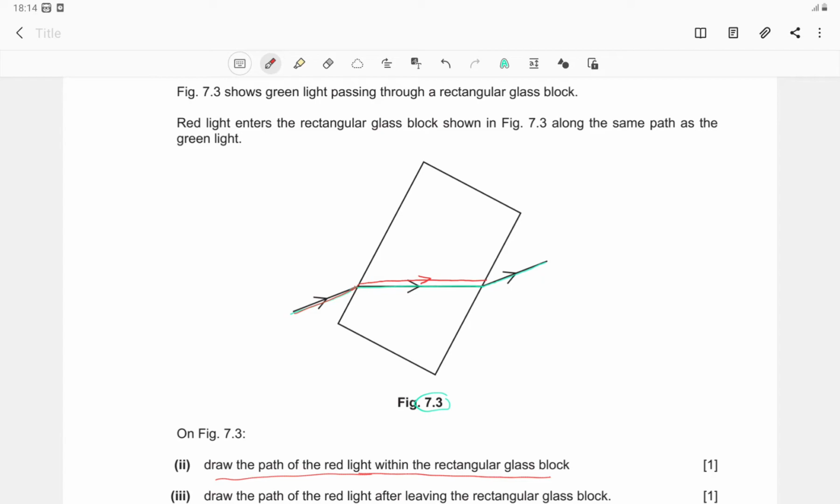After leaving the rectangular block, this should be parallel to the incident path here, or the incident ray. Here this is the incident ray. So the ray which is emerging out from the glass block also should be parallel to this incident ray. So this is how you can score 2 marks.